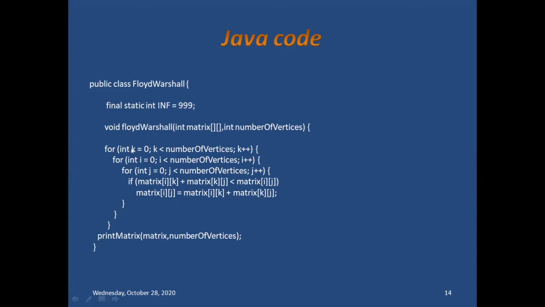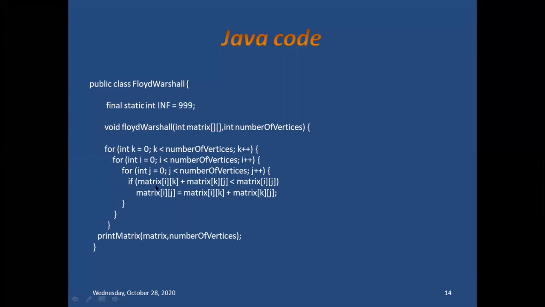For int k equals 0, and k is smaller than number of vertices, and k plus plus, this statement is for the iteration. And for int i equals 0, and i is smaller than number of vertices, and i plus plus, this statement is for the row of the matrix. And for j equals 0, and j is smaller than number of vertices, and j plus plus, this statement is for the column of the matrix.